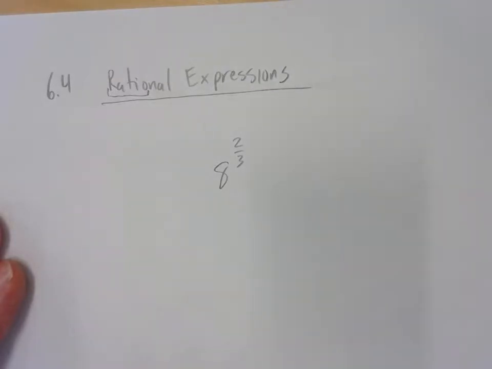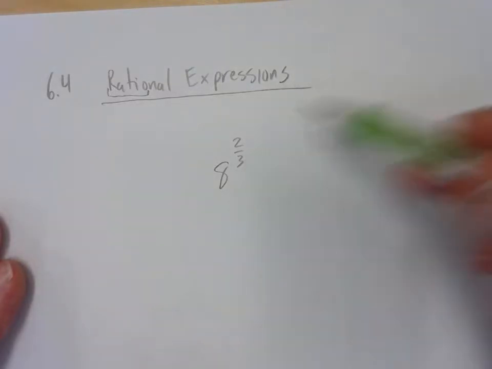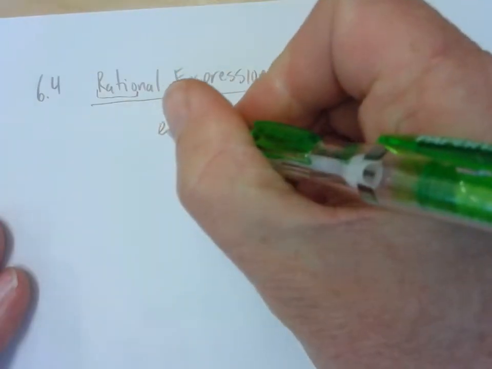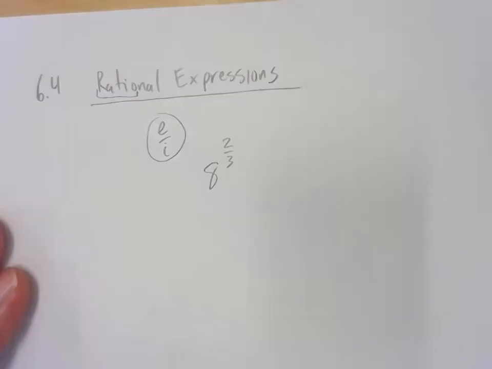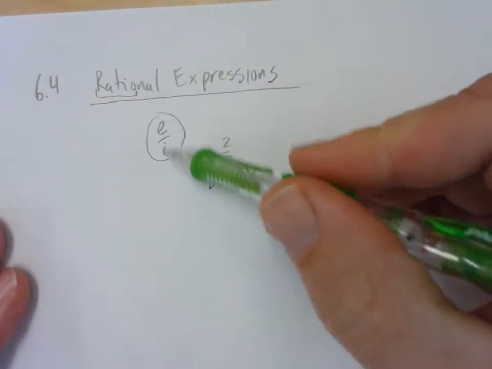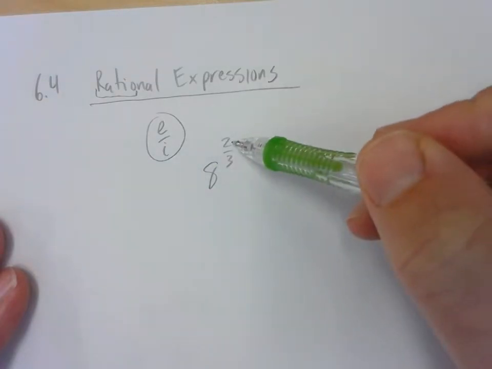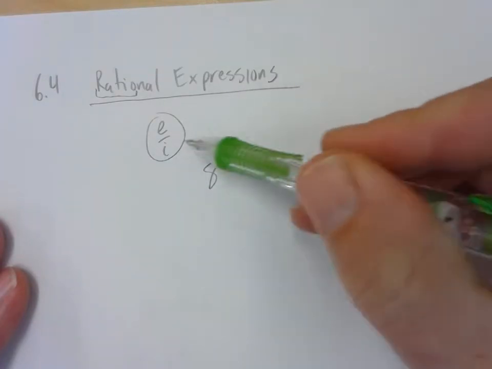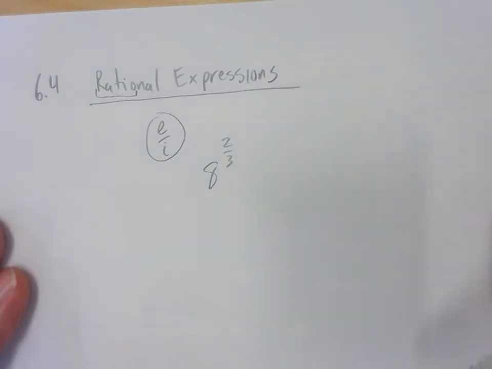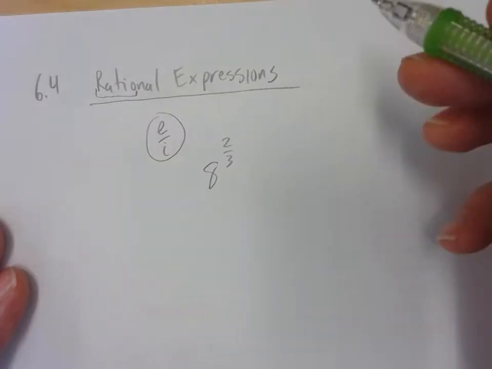So what does this mean? Well, there's a little song to help you out with this. All the students know the exponents, E-I-E-I-O. All the students know the exponents, E-I-E-I-O. That means the top is the E, that's the exponent. The bottom of the fraction is the index. So the denominator is the index and the numerator is the exponent.